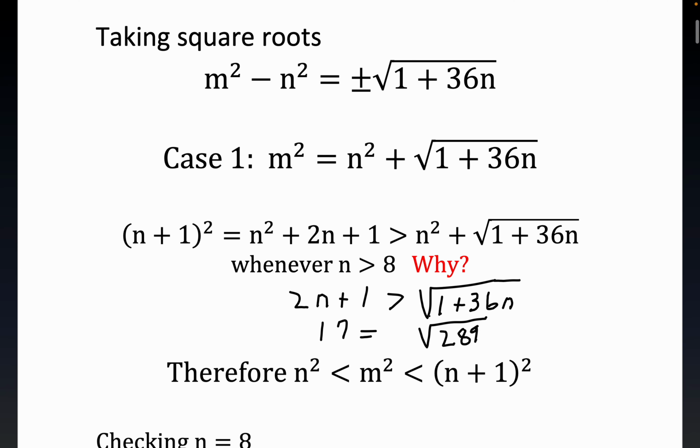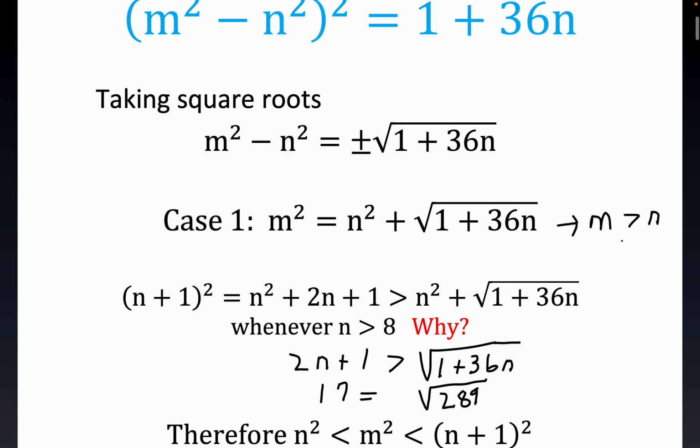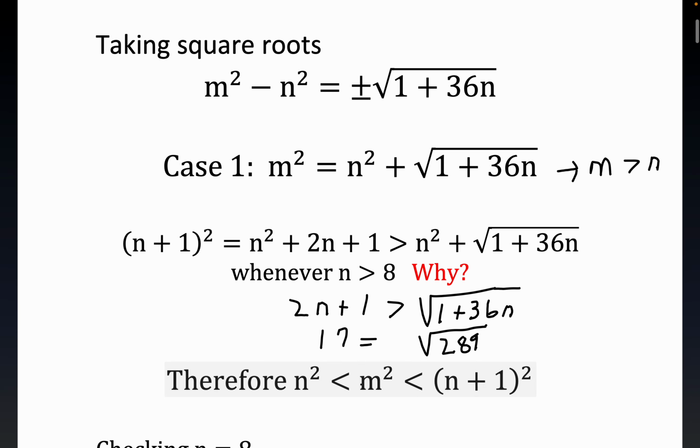Now let me make this a little clearer here. Notice that this very first statement right here implies that m is strictly greater than n, right? M is strictly greater than n since m squared is equal to n squared plus some positive number. So that does imply that m is greater than n, okay? So that's why m squared is greater than n squared, because m is greater than n. Now, but look what happened right here, though. See, if 2n plus 1 is greater than the square root of 1 plus 36n, you see you get this inequality in reverse.